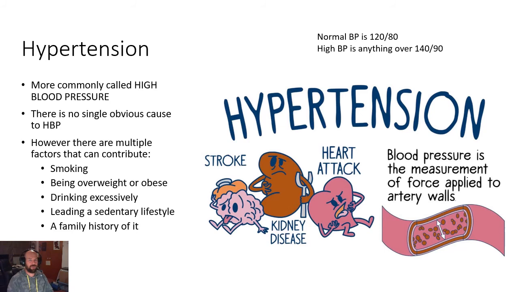So normal blood pressure is anything around 120 over 80. High blood pressure is considered anything over 140 over 90. So remember, the 120 is the systolic, and the 80 is the diastolic. Systole is when the heart is contracting, squeezing the blood out, and diastole is when it's relaxing and filling back up again. Blood pressure is the measurement of the force applied to the artery walls. So if it gets too high, then yes, you're at risk of some pretty bad things.